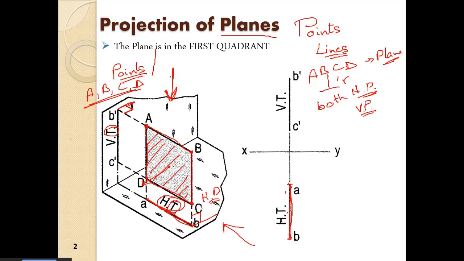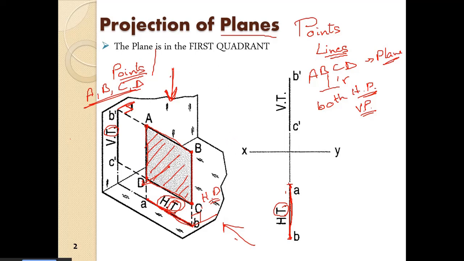Now why we call it a trace, we will see when this plane is a little bit inclined in a particular direction. Since ABCD is already, the edge AD is parallel to the vertical plane and the edge DC is parallel to the horizontal plane. Why we have written the trace is difficult to make out, but when we see the inclined planes, inclined means the edge is inclined to one particular plane, we will see why we write that.